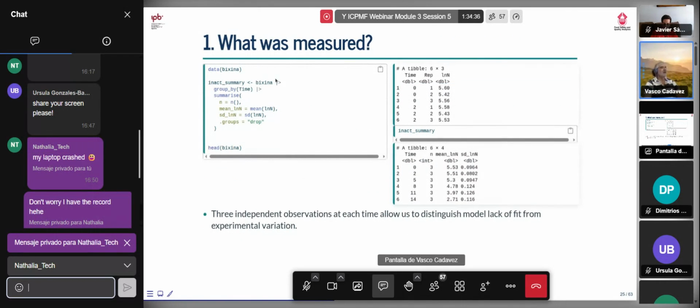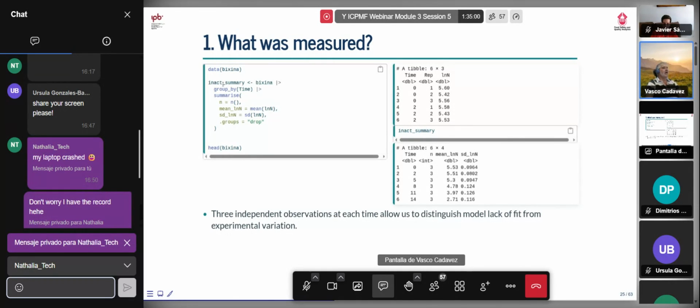Okay, so I'm using a data frame that is in the PredmicroR. The data is from one experiment that we did in our lab using the Vixina as antimicrobial. So if you want to pull the data set, just write data Vixina and you will have access to the data.